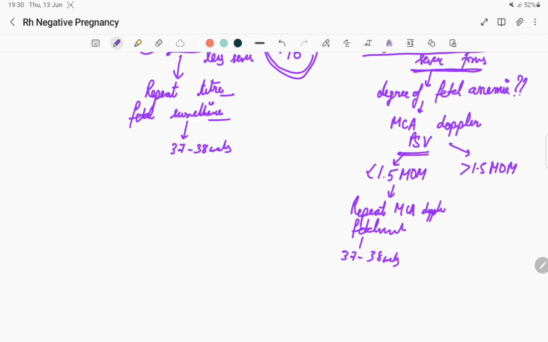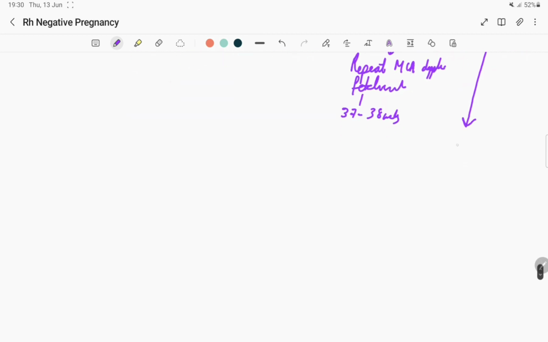However, if my MCA Doppler PSV is more than or equal to 1.5 times MOM, then in that case I can check how much is the hemoglobin or the hematocrit in the fetus. So I'm going to check the hemoglobin or the hematocrit in the fetus, right? So how do I check for that? I will have to do a chordocentesis. That is, I have to take out the cord blood from the fetus.